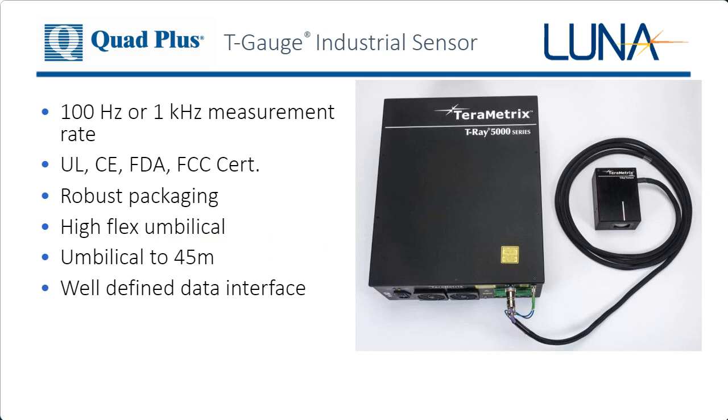The sensor itself consists of a control unit, which has a short pulse laser and high-speed electronics in it, as well as a computer. The signals are transported out to the sensor over an umbilical, and then that industrial sensor that you see here will look at the product, whether that's scanning, robot mounted, or a fixed location. It has all its UL, CE, and FCC certifications. It's a robust packaging. The umbilical can be up to 45 meters long. So typically the control unit is put in a cabinet somewhere and the sensor head is out on the production line.